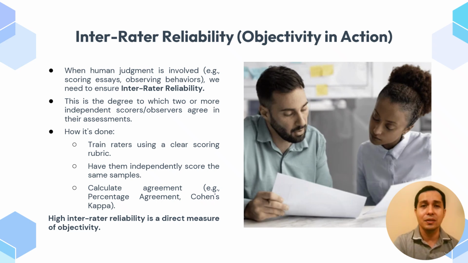We then calculate their level of agreement using statistics like percentage agreement or the most robust, Cohen's kappa. High inter-rater reliability means that the instrument is objective and not dependent on the whims of a single scorer.